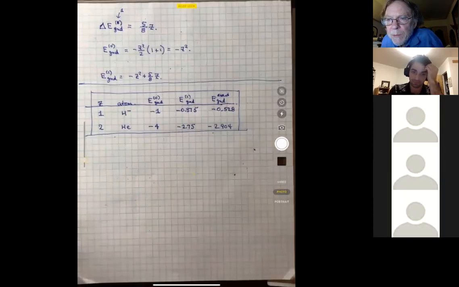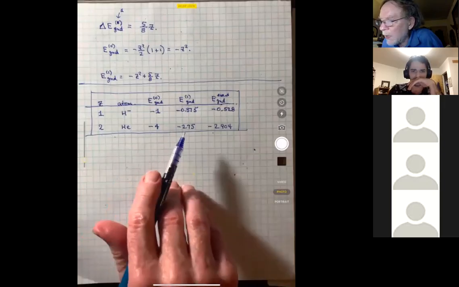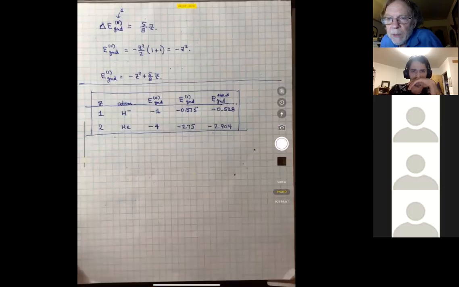If we use the variational principle, we at least get an upper bound of the ground state energy, but this is not the variational principle. This is just perturbation theory. So the question is, do we even know whether this answer is too high or too low? Much less how far it is high or low.